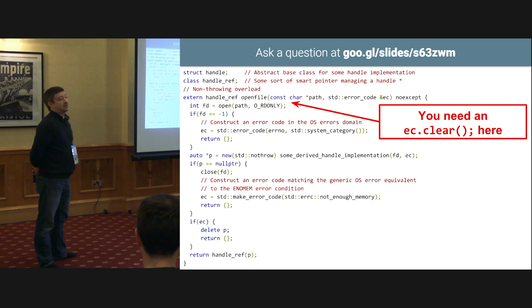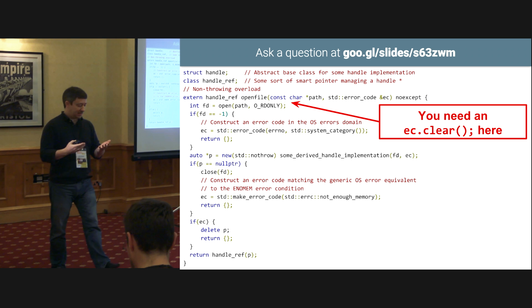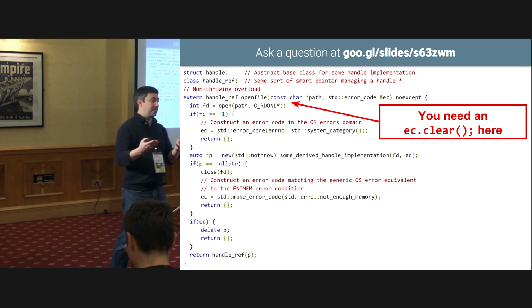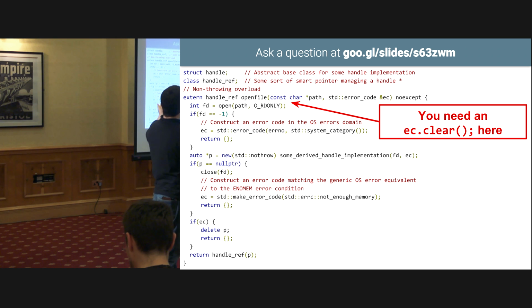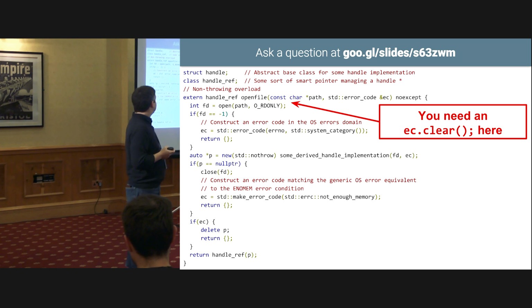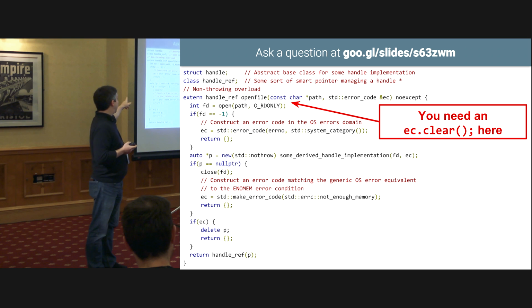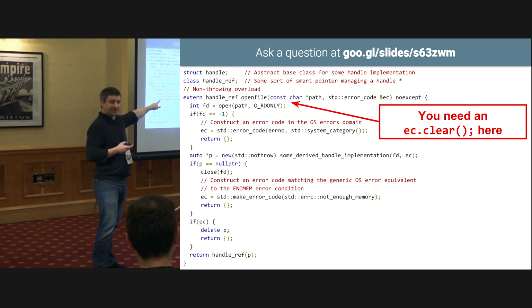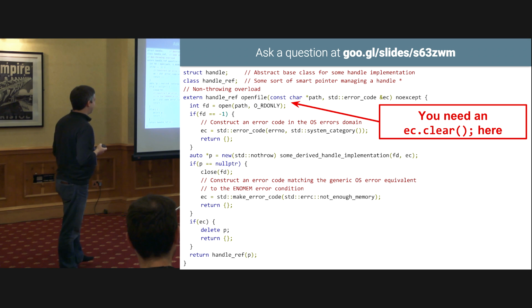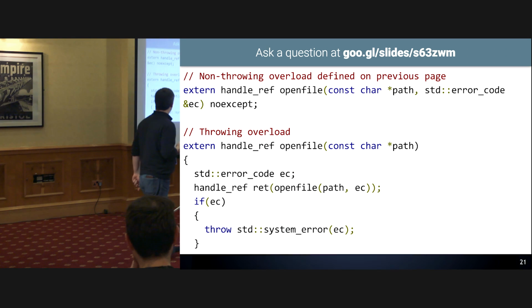You need an EC clear at the top, because otherwise, if code calling this code happened to come along and there was an error condition, and as a result of the error condition, they happened to need to open a file, and they happened to pass through the EC, if it already had an error, the error would then appear to be returned by the open file if you didn't clear it. I wrote this code and did these slides about 2 months ago, and I went through them however many times, and I never saw that the EC clear was missing until 2 days ago. And the reason why this is really important is because it leads into the next section.